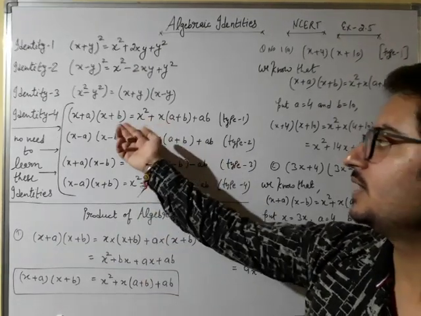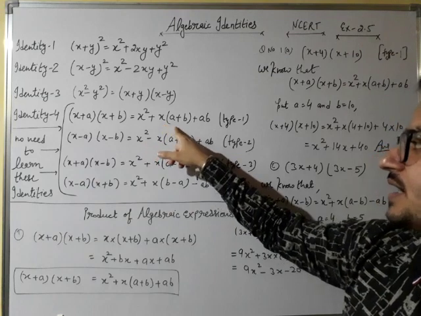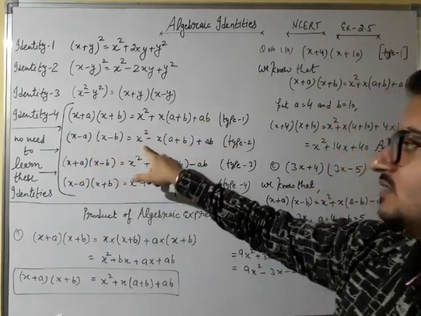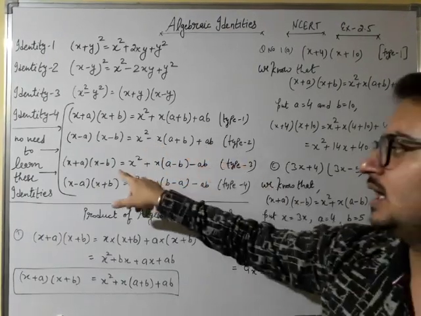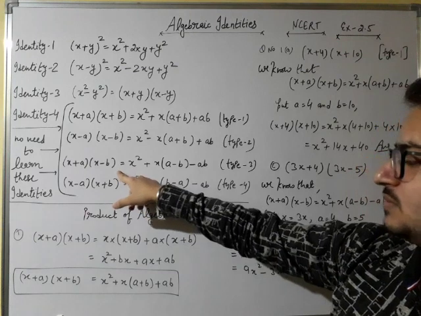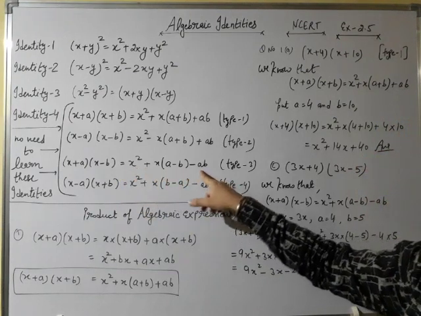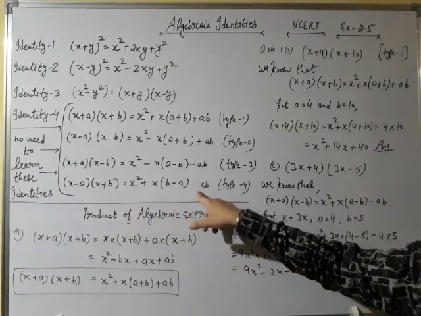So according to the first type, (x + a)(x + b) = x² + x(a + b) + ab. Type number 2, x² − x(a + b) + ab. Identity number 4, type number 3, x² + x(a − b) − ab. And type number 4, x² + x(b − a) − ab.